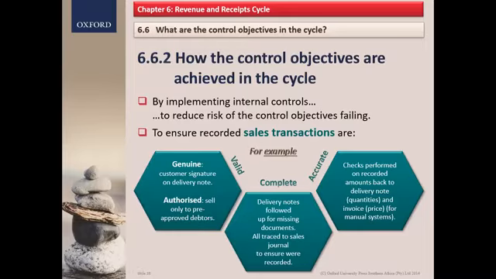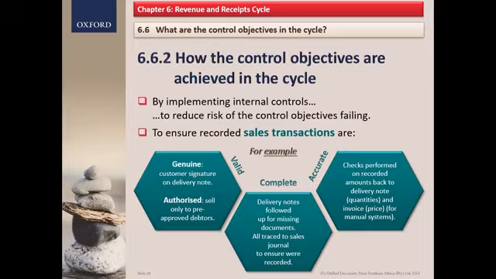So let us look at how the control objectives are achieved in the cycle. You can only achieve the control objectives by implementing internal control activities to reduce the risk of the control objectives failing or not being achieved. This is done to ensure that sales transactions are valid, complete, and accurate.